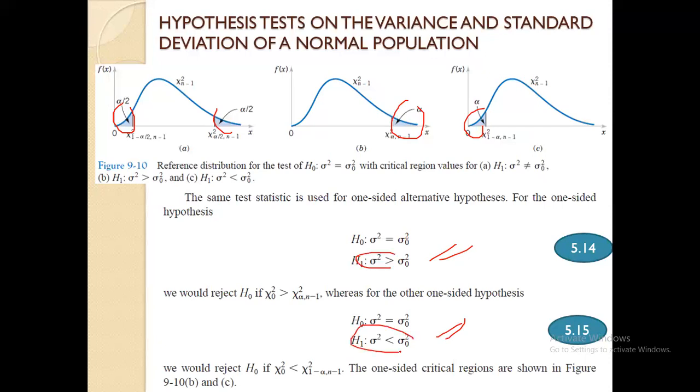But for this case, we consider sigma squared, or variance. Previously we talked about the mean. For the mean we use the Z and T cases. For variance we use the chi-square case.